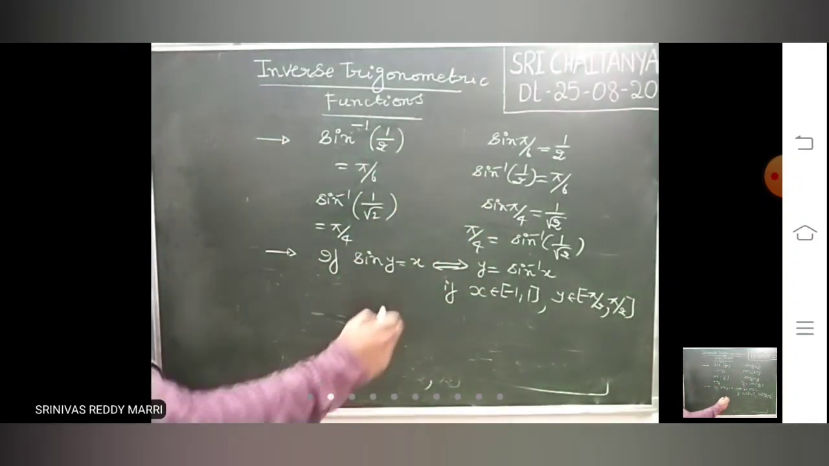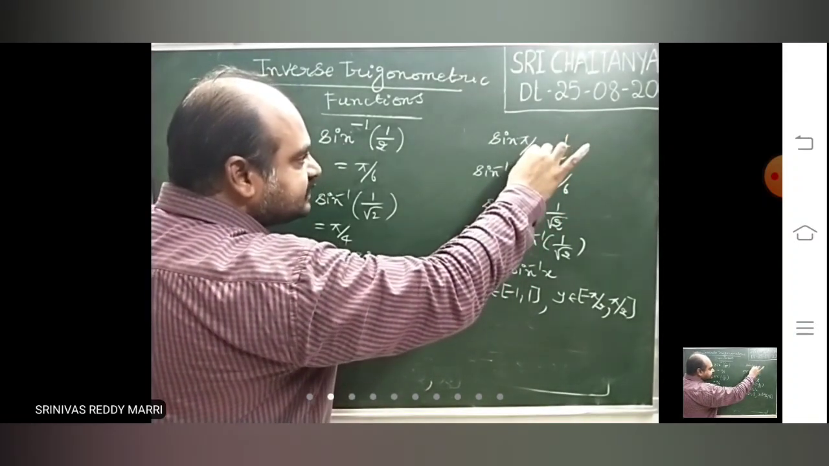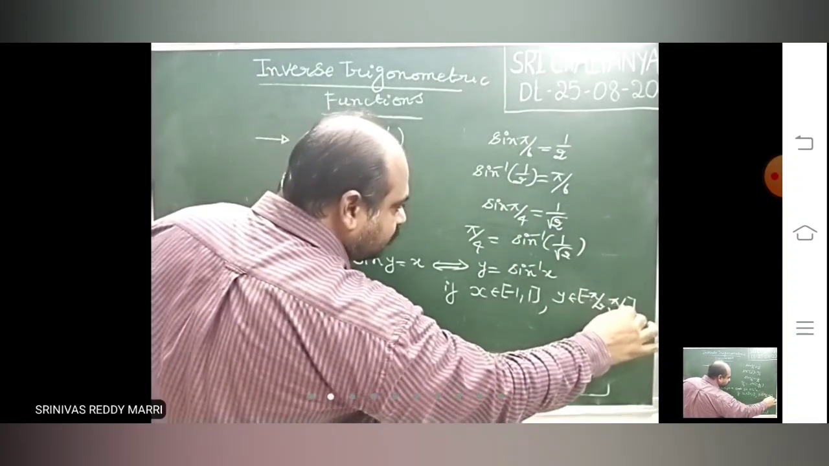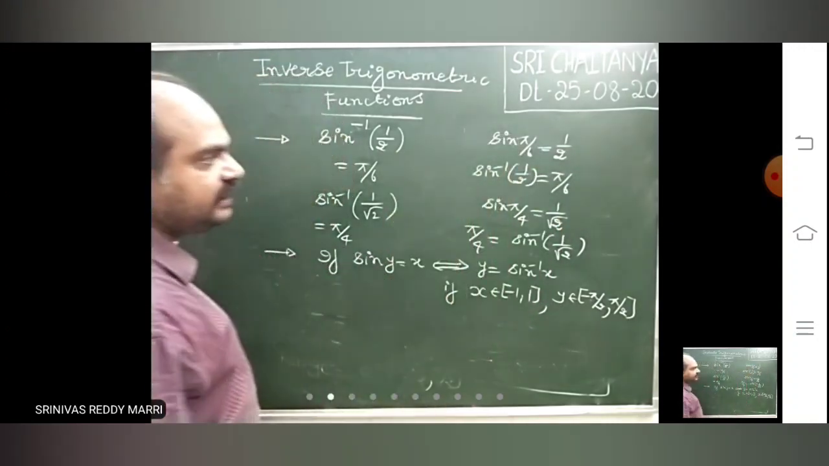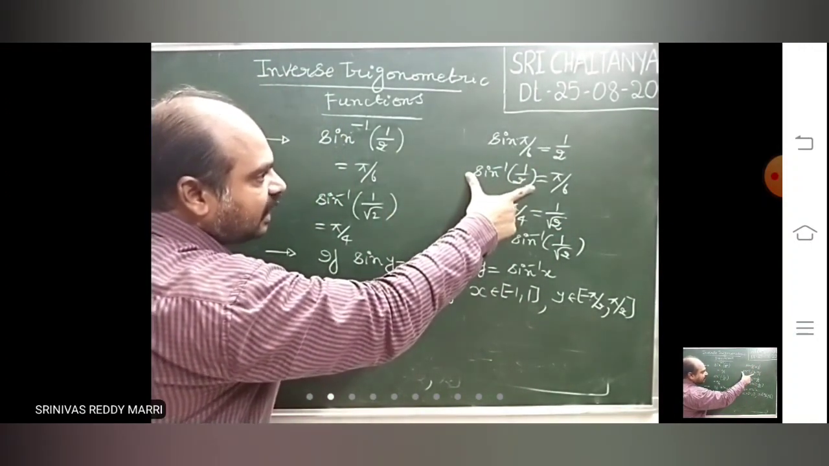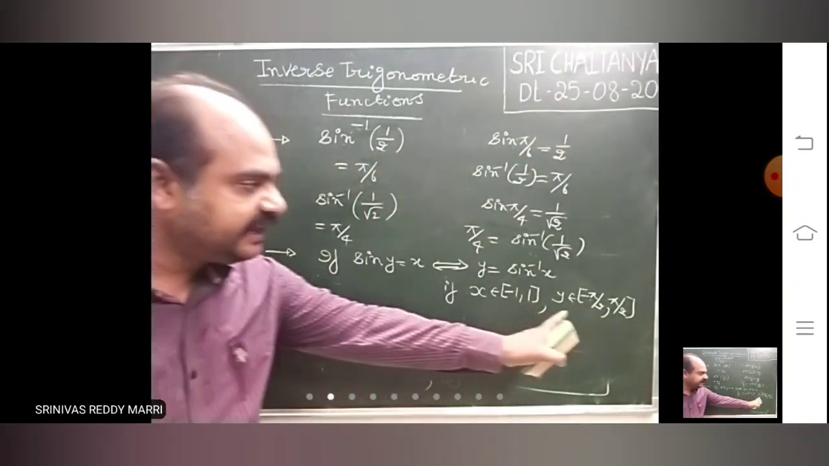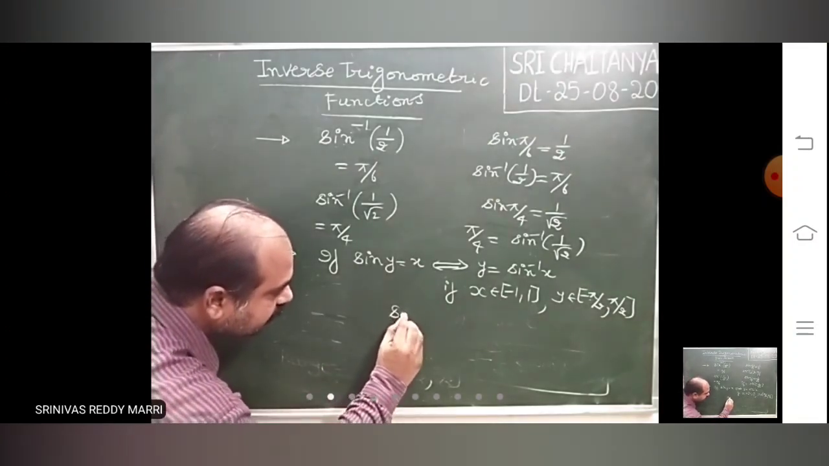So when you are writing sine y equals x, this pi by 6 is a value between minus pi by 2 and pi by 2. Then only you can write sine inverse 1 by 2 equals pi by 6, because sine inverse x values you will always get between minus pi by 2 and pi by 2 only. Suppose take an example.